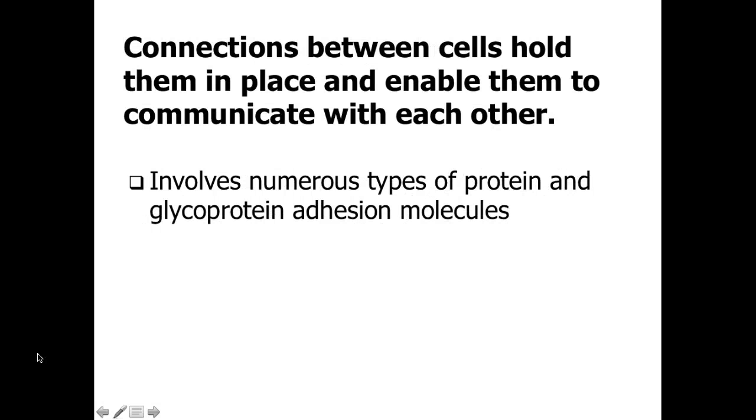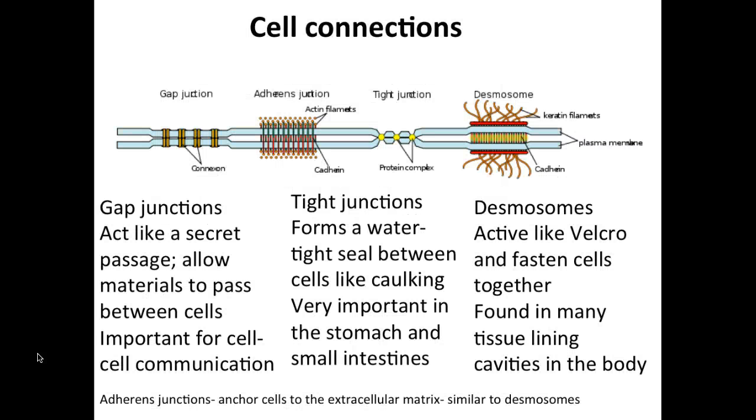Okay, and then there are connections between the cells which are going to hold them in place. Essentially, they're fasteners, like having glue or having Velcro attaching the cells. They're going to connect them to one another and enable them to communicate. So we have a few basic types.